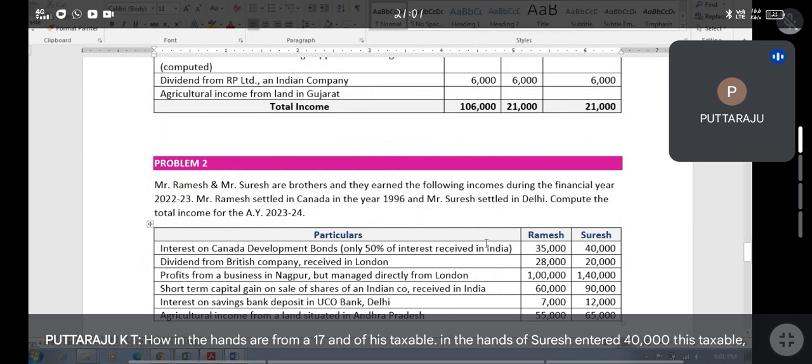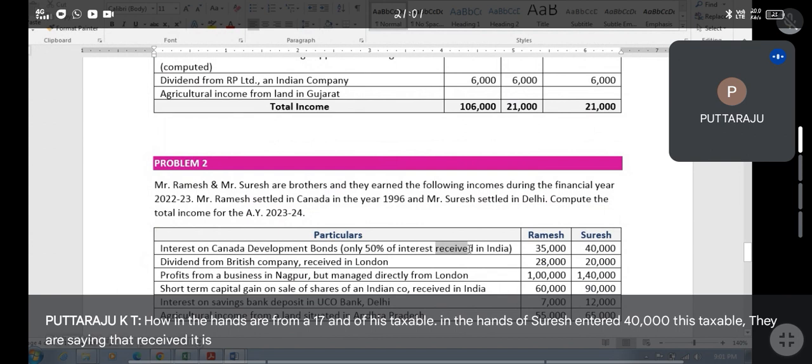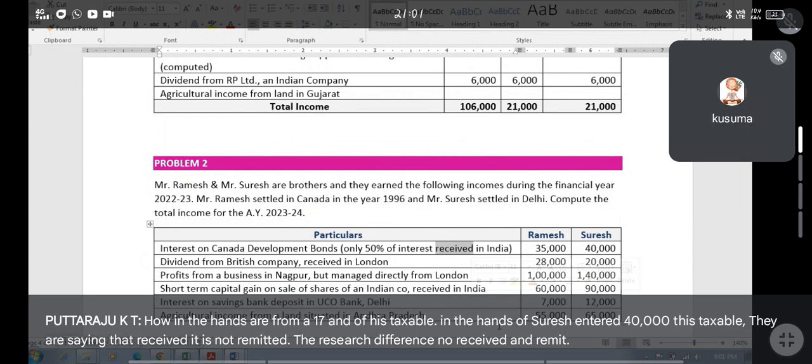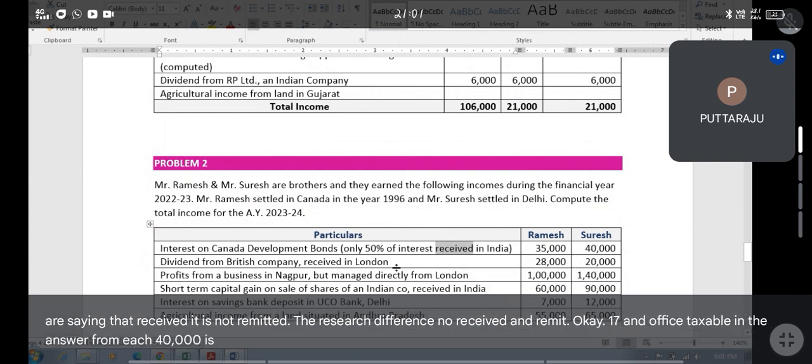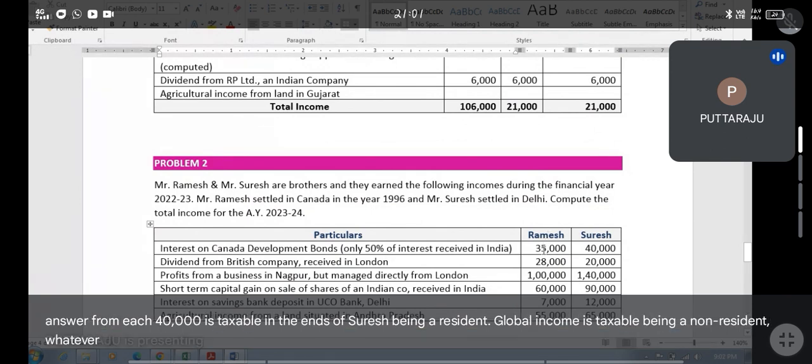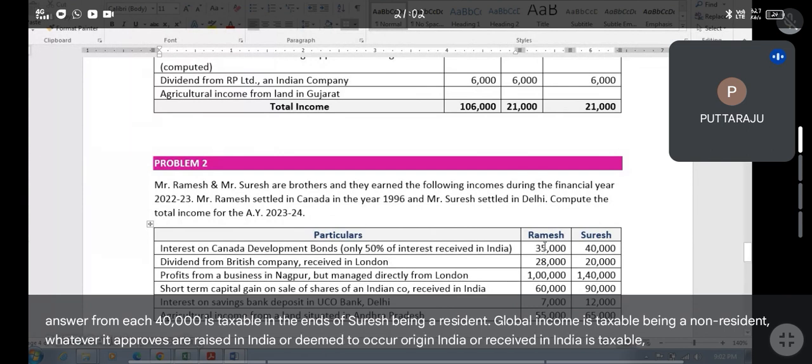They are saying that it is received, it is not remitted. There is a difference, no? Received and remitted. Yes, sir. 17.5 is taxable in the hands of Ramesh. 40,000 is taxable in the hands of Suresh. Being a resident, global income is taxable. Being a non-resident, whatever accrues or arises in India, or is deemed to accrue or arise in India, or is received in India, is taxable in the hands of a non-resident.